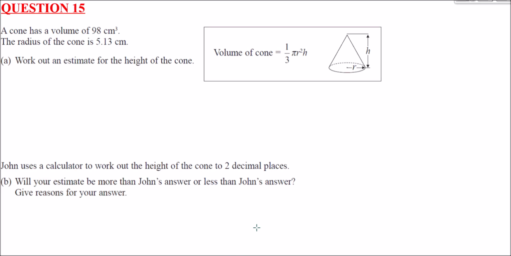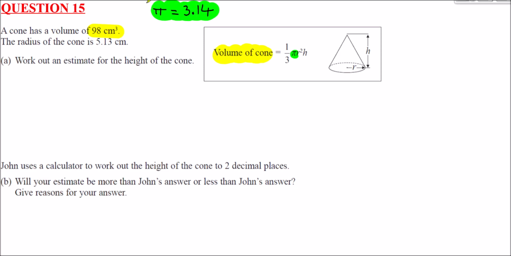Question 15. We have a cone which has a volume of 98 cm cubed and the radius of it is 5.13 centimeters. Work out an estimate for the height of the cone. So first of all, let's just fill in what we know. So the volume is 98. Pi, well, pi is just a number. So pi, you should really know, it's about 3.14. It's just a number, but we can round that as well, because estimate implies round first.